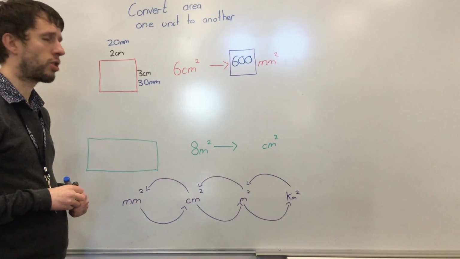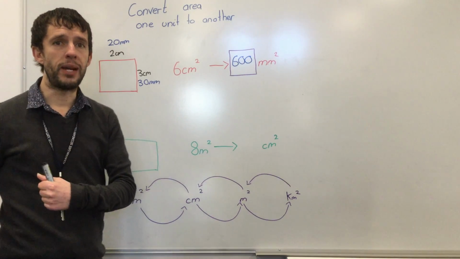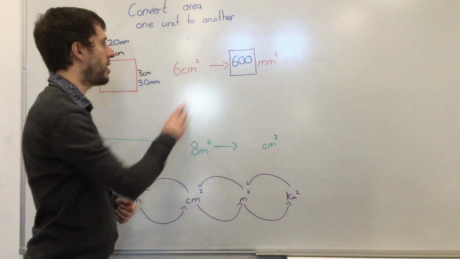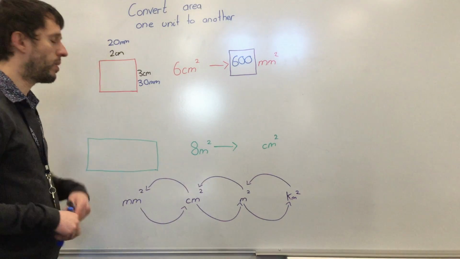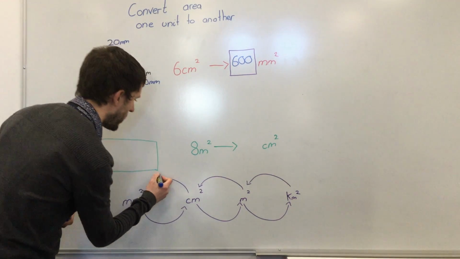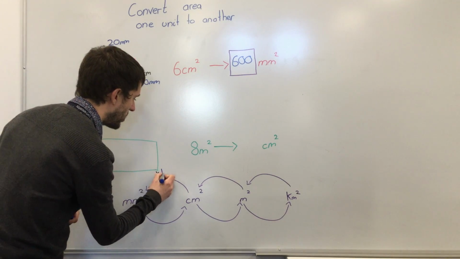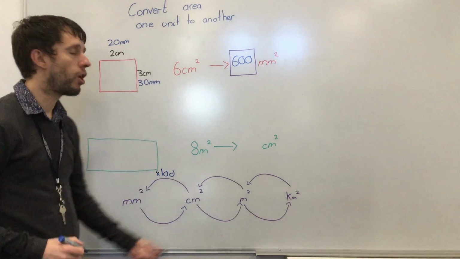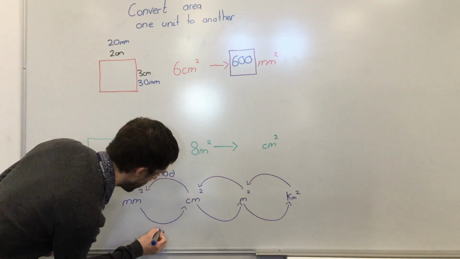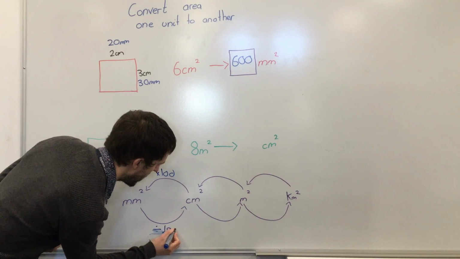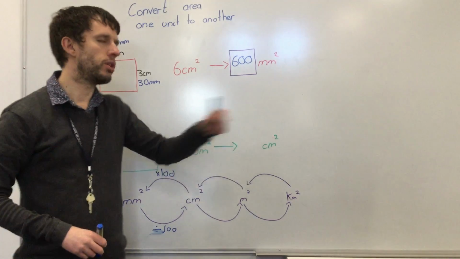So what has changed? Well, normally from centimeters to millimeters, we'll times by 10. But because it's area, we've doubled it. So we're timesing by 100. So that means from centimeters squared to millimeters squared, I am timesing by 100, which means to go the other way, I'll need to divide by 100.